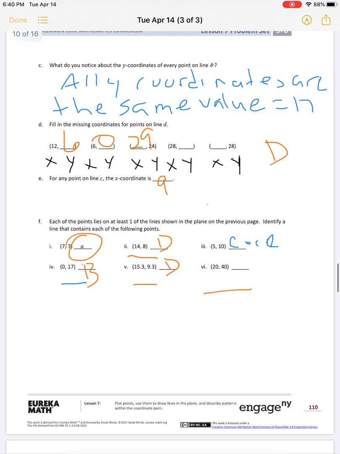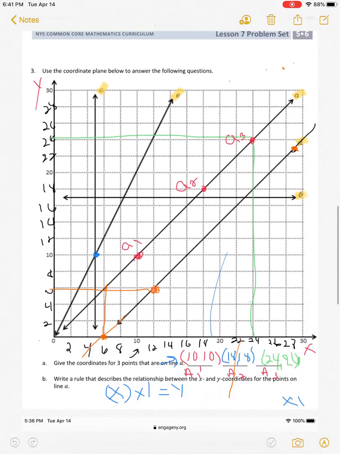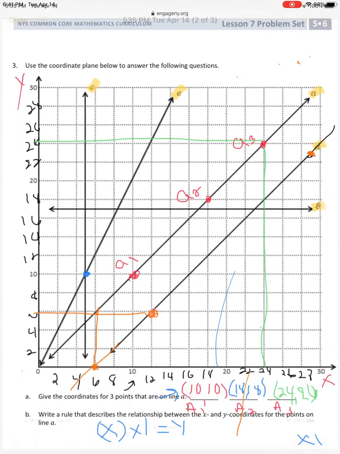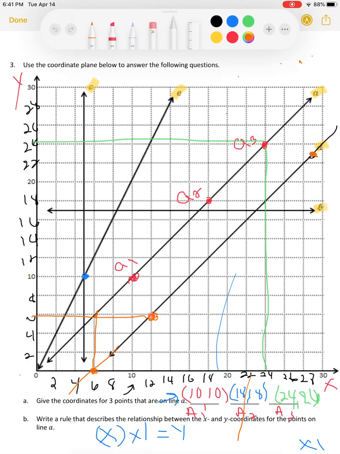It's 20, 40. Oh my goodness. Let's go back. Grab a tool. 20 on the x-axis and 40 on the y-axis, which would be up here. That's probably line E. Very good.